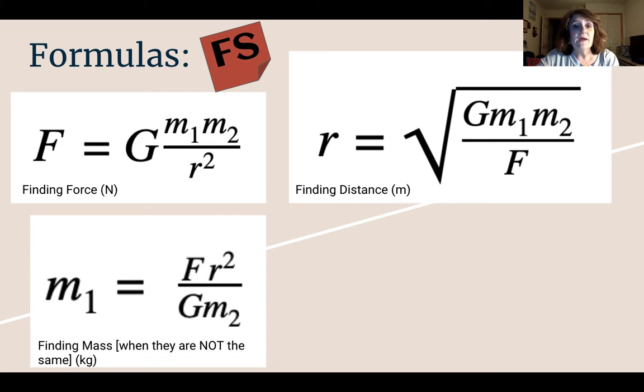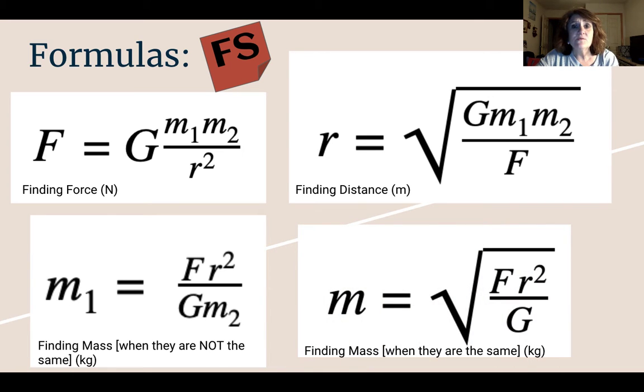M1 is equal to FR squared divided by G M2. You'll use that to find a mass when they're not the same. And M is equal to the square root of FR squared over G. You'll use that equation to find mass when they are the same. This should go in the second box you have labeled for Newton's law of universal gravitation.